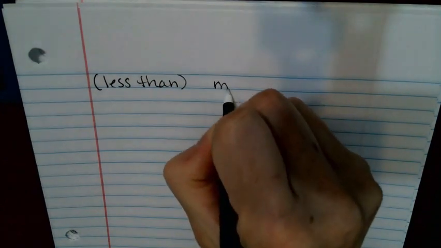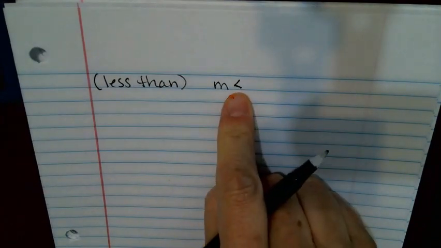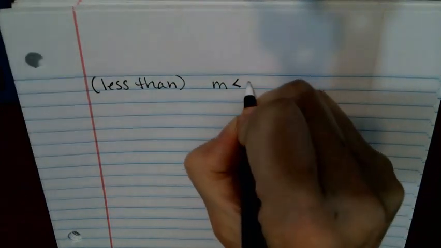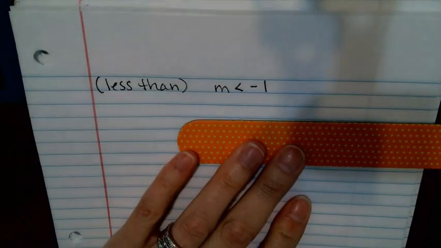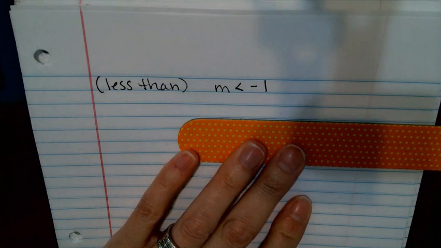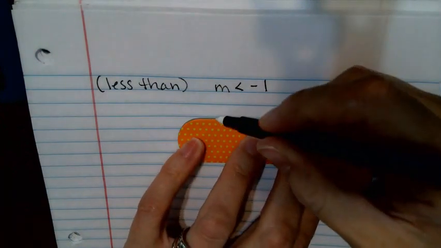All right, let's do the same thing for less than. So we're going to say something like m is less than, this is your less than sign, right? Is less than, let's do a negative number. How about -1? Okay, so what we're going to do is use our straight edge, whether we decide to use a ruler or something else that's straight. You can use the side of a book, right?